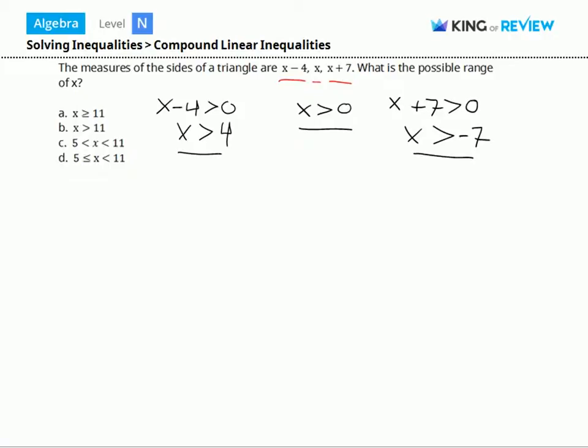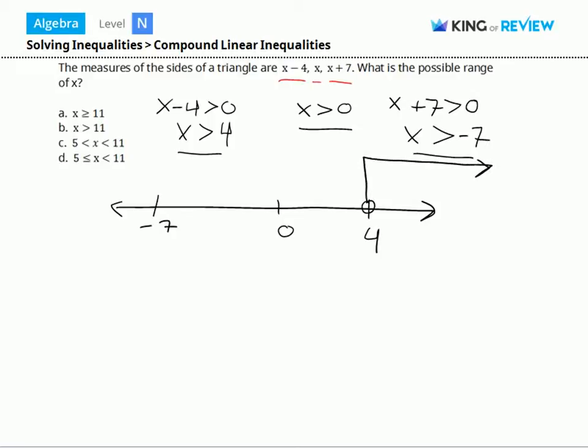So let's plot these on a number line. Here's negative 7, here's 0, and here's 4. So x is greater than 4. We have an open circle at 4, and our arrow goes to the right. For x is greater than 0, we have an open circle at 0, and our arrow goes to the right. And x is greater than negative 7, we have an open circle at negative 7, and our arrow goes to the right.